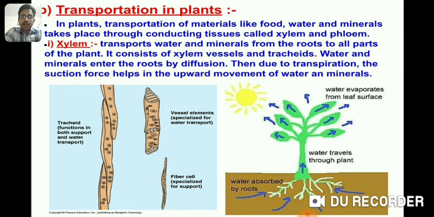As you can see in the diagram on the right side of your screen, water molecules which are absorbed from the soil by the roots are transported to the tree trunk through xylem vessels, and then evaporation of water takes place from the stomata of leaves. This is called transpiration. This transpiration generates a suction pull which helps in upward conduction of water in tall trees. This is called transpiration pull.